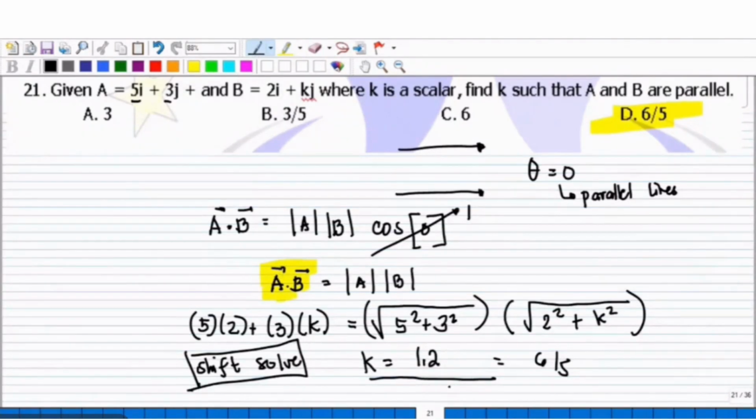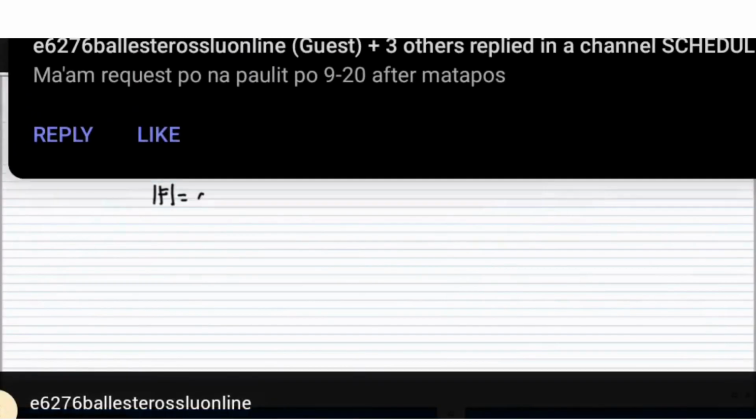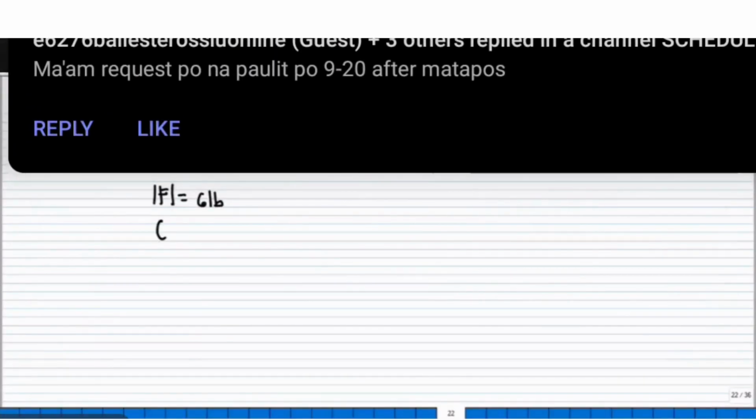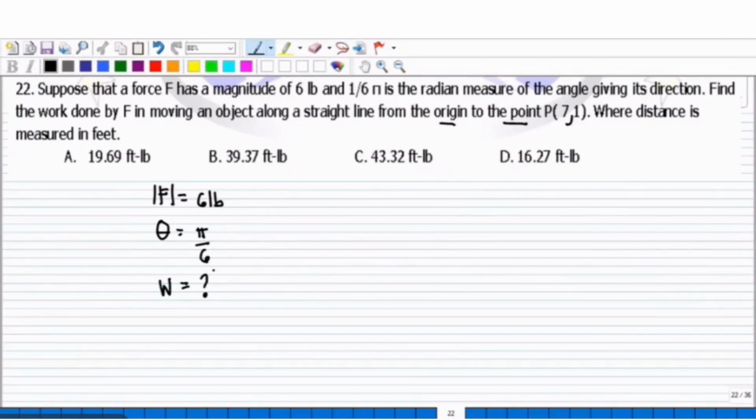Okay, next, let's move on to number 22. Suppose a work that has a magnitude of 6 pounds. So, yung F natin has a magnitude of 6 pounds. And yung direction niya is pi over 6. And we are going to find the work done by F in moving along a straight line from the origin to the point 7, 1. So, this is not 7.1, no? Okay, 7, kuwit, then 1.